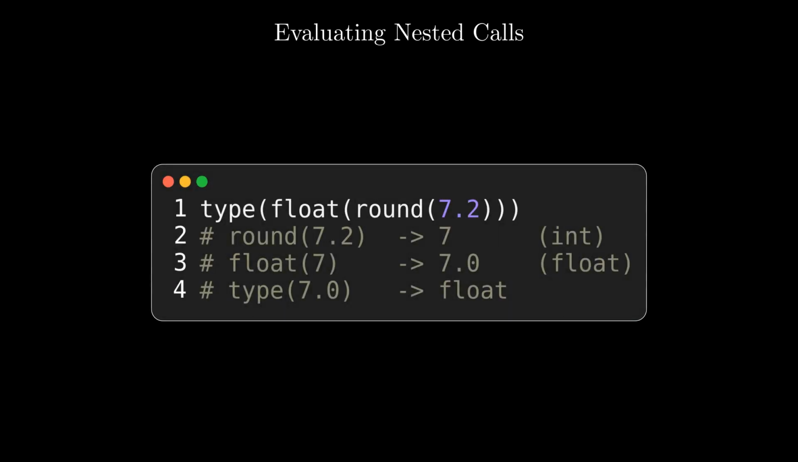Why does this matter? Imagine a financial system computing transaction fees. If you write int of the fee instead of round, every fraction of a cent silently disappears. Across millions of transactions, that's real money lost. Now let's read a nested expression. type(float(round(7.2))). Python evaluates from the inside out. Step 1, round(7.2) returns 7, an integer. Step 2, float(7) returns 7.0, a float. Step 3, type(7.0) returns float, so the final value is 7.0 and its type is float. Always unwrap nested calls inside first.